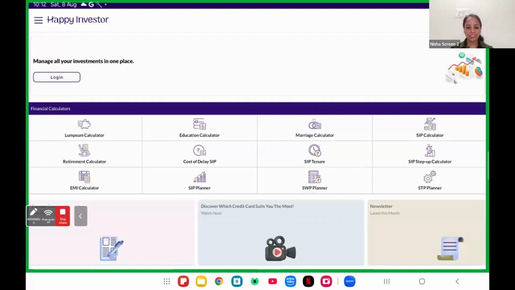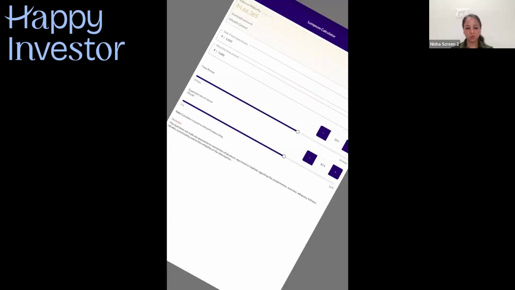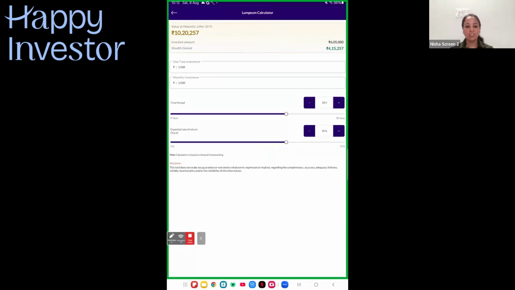Once you log into the app, on the home screen, just below the portfolio summary, you will find all these useful calculators under the financial calculators section. Let's start with the lump sum calculator. This calculator is useful when you are planning to invest a one-time amount and want to understand what it could potentially grow to over a particular period of time. Let me explain this with a simple example.